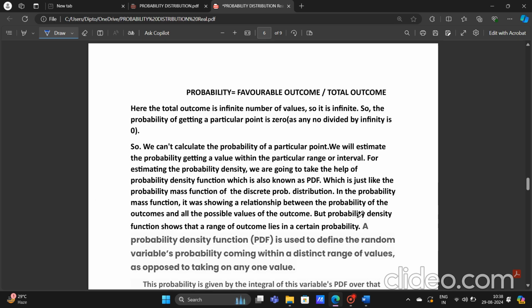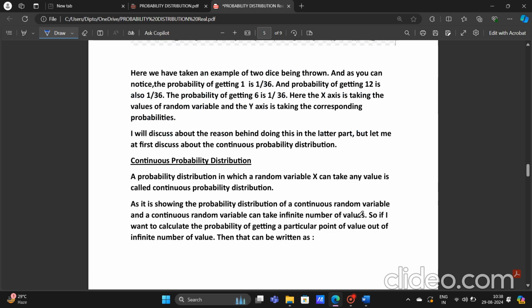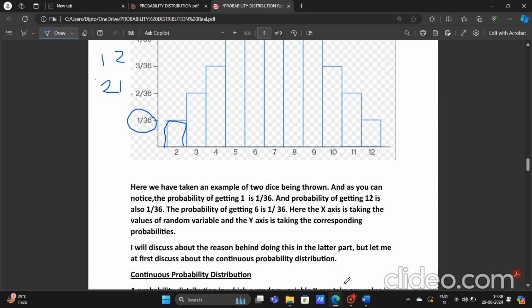Probability of getting 6 is 1 by 36. No, it is written wrong here, I feel. The probability of getting 6 is 5 by 36. That should be corrected. Here the x-axis is taking the value of random variables and the y-axis is taking the corresponding probabilities. Obviously the y-axis is showing the probabilities and the x-axis is showing the values of the random variables.